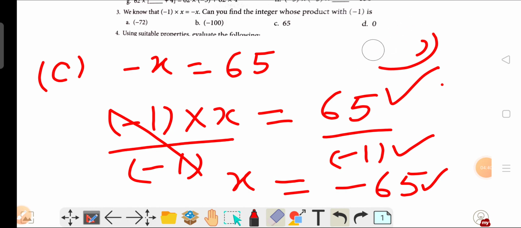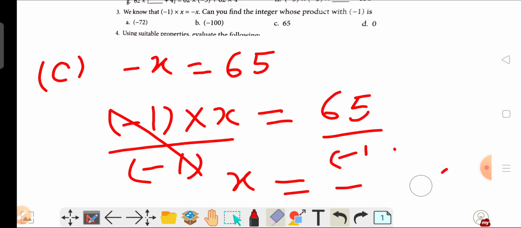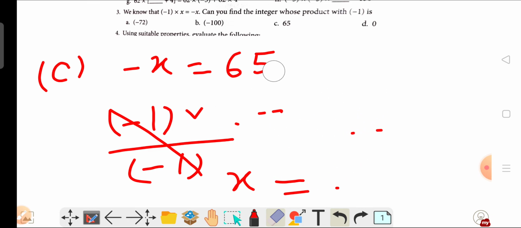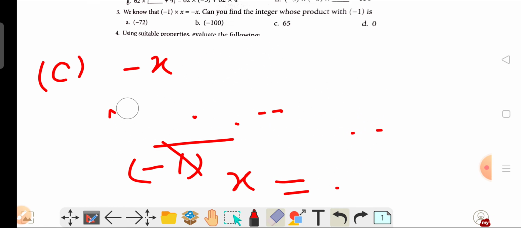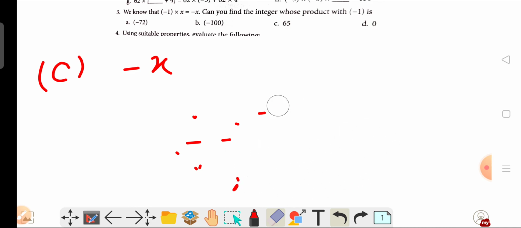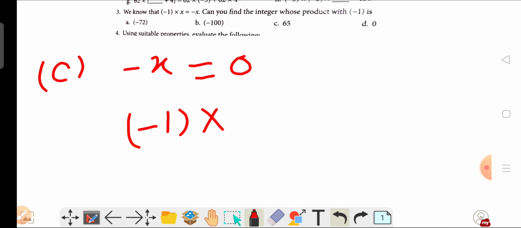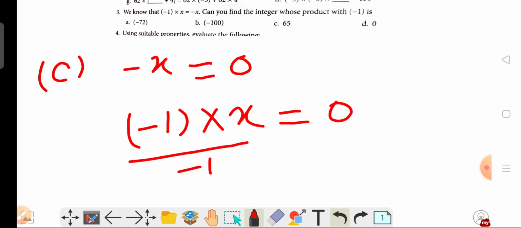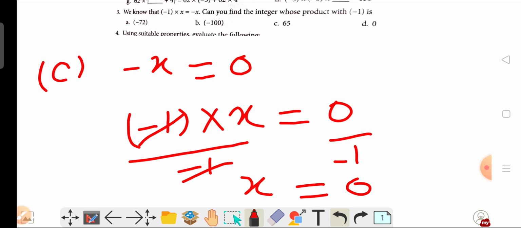Now we will solve our d part. In your d part, the value of minus x is equal to 0. What is the value of minus x? 0. And what we have to find? We have to find the value of x. So minus x is equal to 0. In that case, minus 1 multiplied by x is equal to 0. Again we have to do the same thing, we have to divide both sides by minus 1. So from here we have x and this is equal to 0, because we know that when 0 is divided by whatever may be the number, the resultant is always 0.